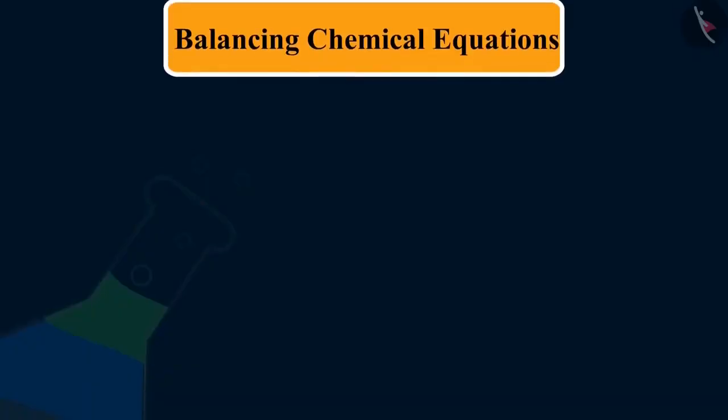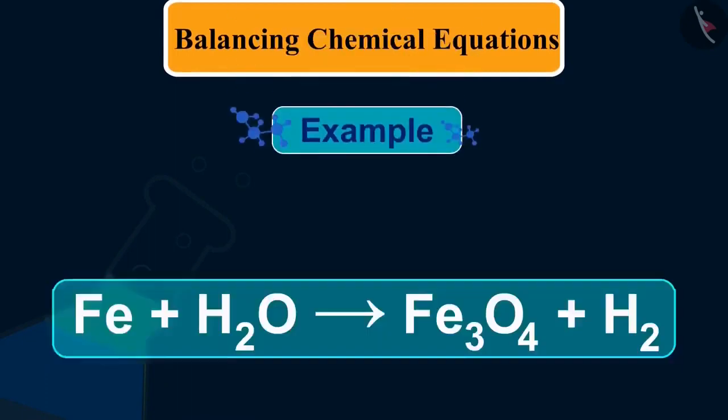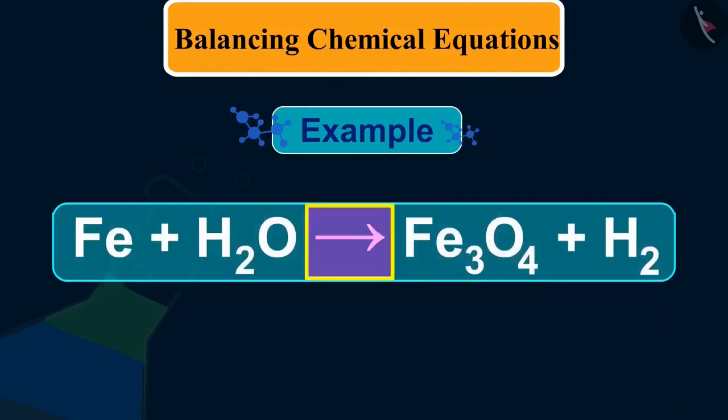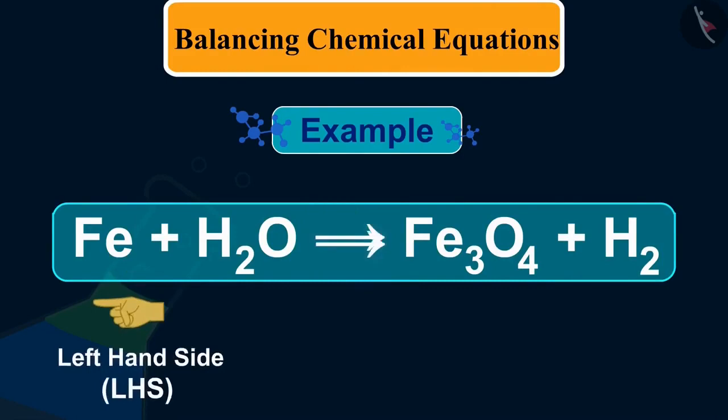Let us now try to understand balancing with the help of an example. Take the reaction of iron with water, which produces iron oxide and hydrogen. Let us examine the number of atoms of different elements on both sides of the arrow.